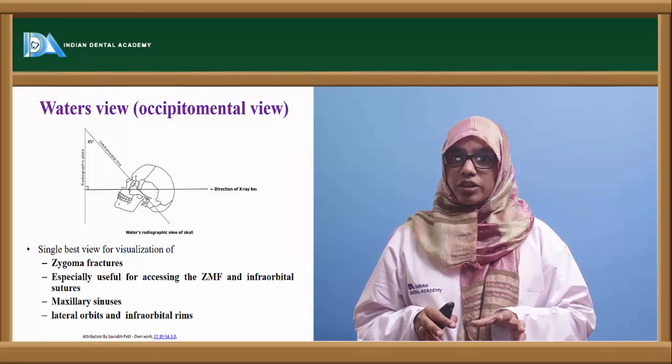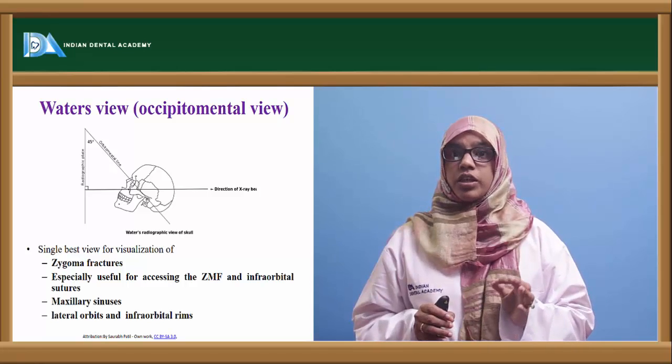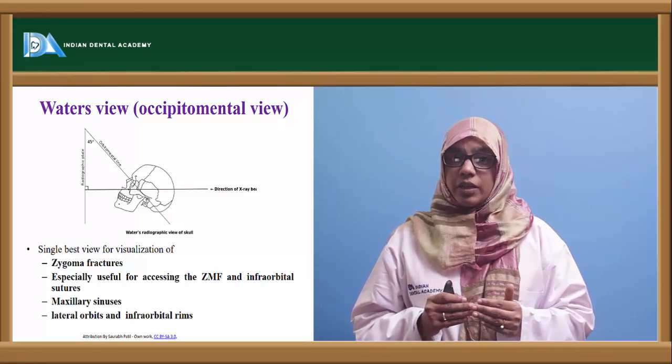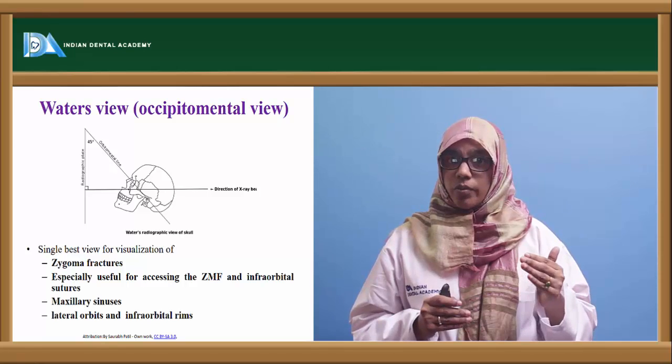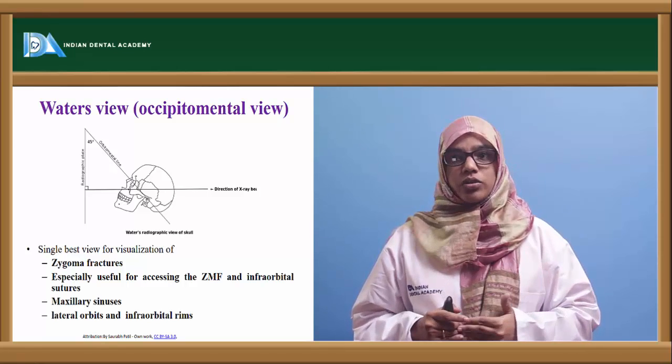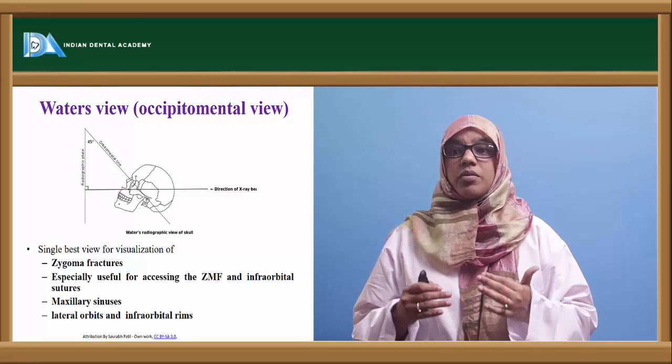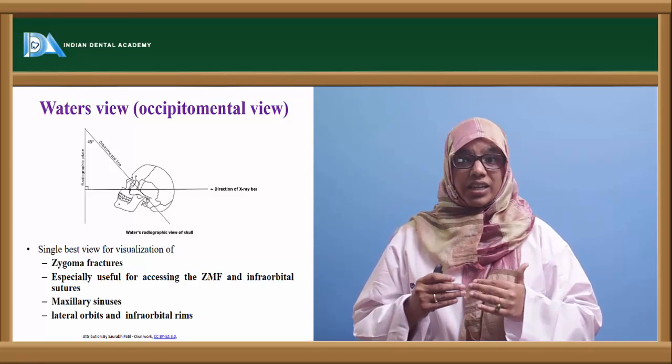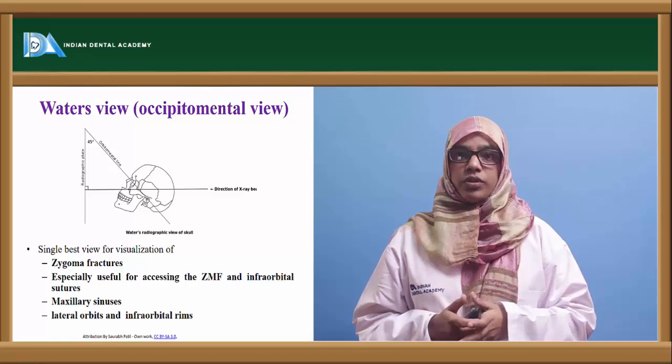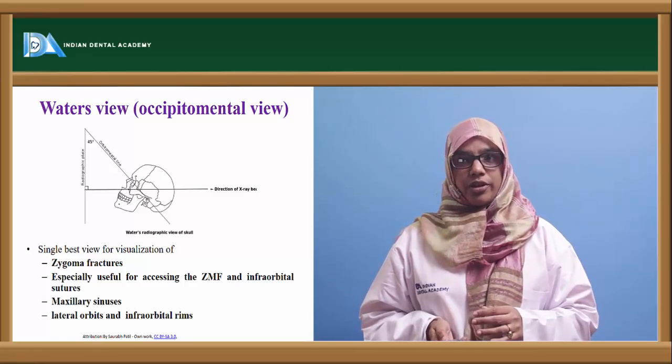It will help you to identify fracture of the infraorbital rim, fracture of the lateral orbital rim. It will help you to see whether the frontozygomatic suture is fractured or not. You can see fractures in the maxillary sinus. You could see the orbital content that is herniating into the maxillary sinus in this type of radiograph.